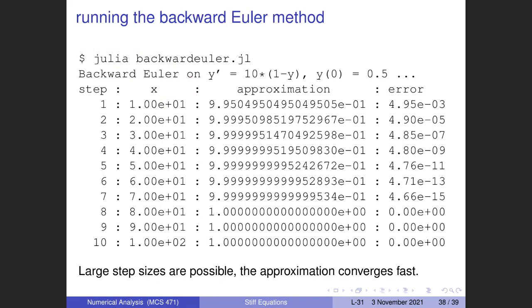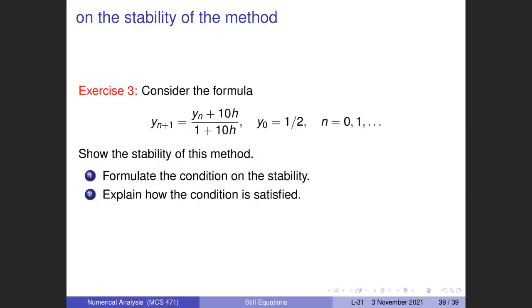You can see that we have the exact solution, so we can compute the exact error. And we see that we are converging extremely well. So with 10 steps, fixed step size here, our approximations get better and better. So the backward Euler method is stable. And that will be left as the last exercise.